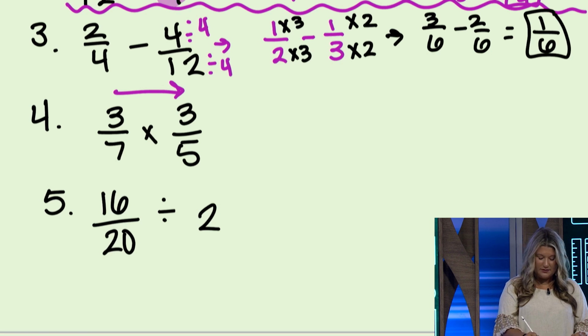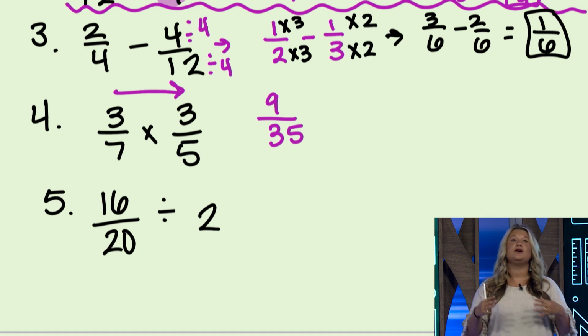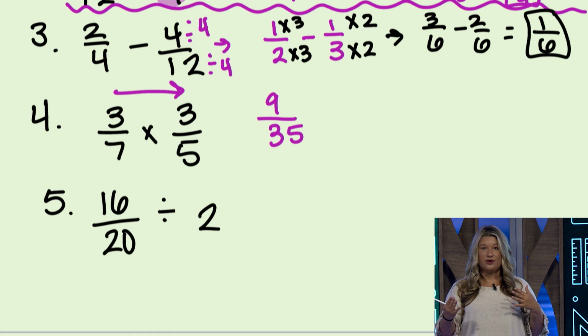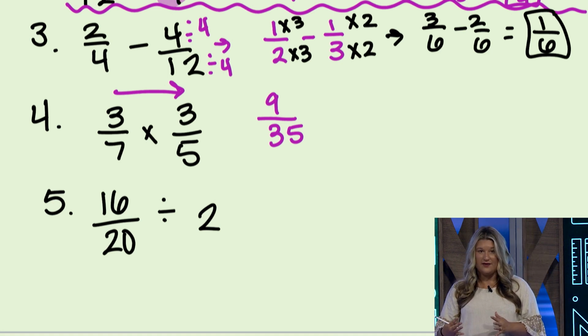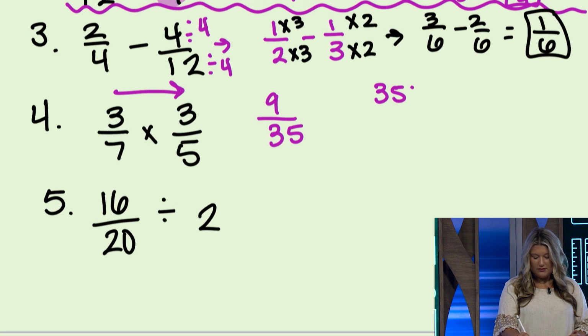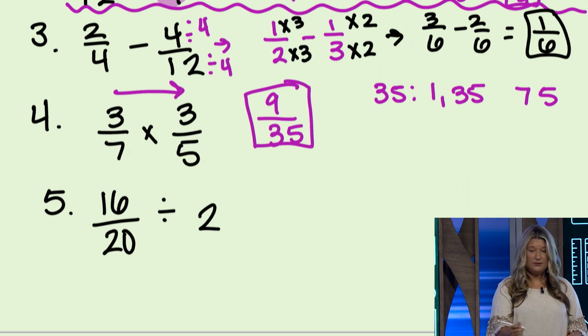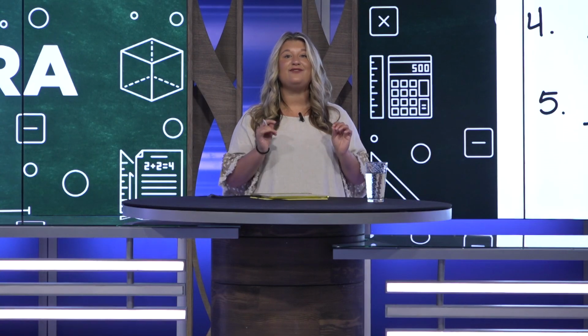3 times 3 is 9. 7 times 5 is 35. So here, you need to ask yourself, okay, can any number go into 9 and 35? Can we reduce any of those? Well, the factors of 35 are 1 and 35, and then 7 and 5. So none of those numbers go into 9. So this is simplified.